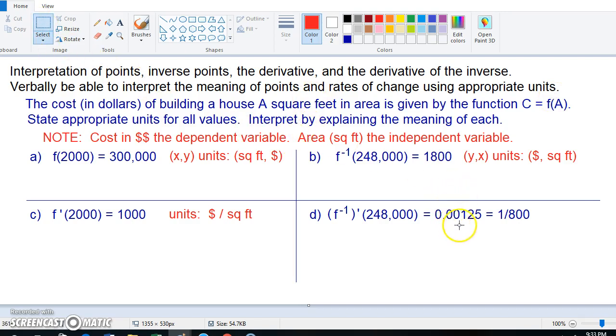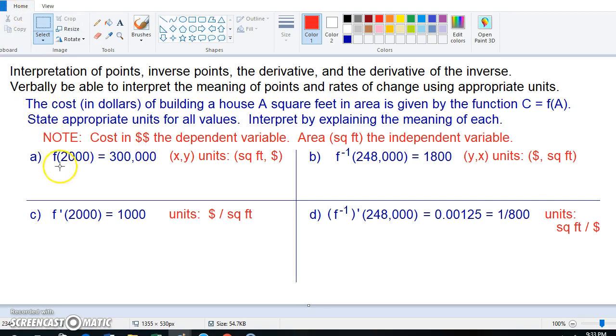So for this item, $248,000 is the input, but this 1/800 is the output, the slope of this inverse function. Taking a look at the units, remember we're going to swap the units around, so instead of dollars per square foot, we're going to get square feet per dollar.